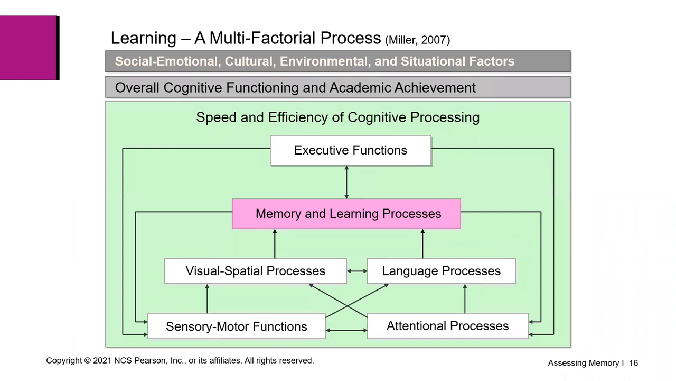This slide is here to remind us that learning and memory don't take place in a vacuum, but rather are embedded in a complex web of integrated cognitive processes. We collect information through our senses, and we attend to this sensory information in order for registration to occur. The type of information we collect and process is language-based and or visual spatial. That is, we think in language and in images. And executive functions are the command and controls for the other cognitive processes. Speed and efficiency of cognitive processing cut across all of these processes.